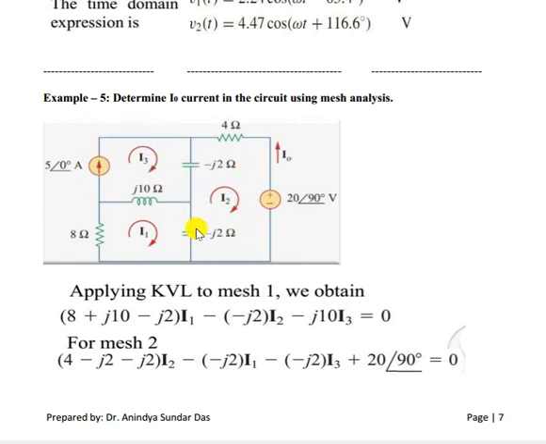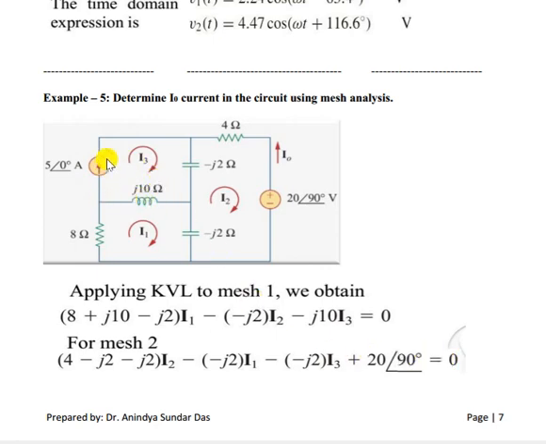Now for mesh 2 is here, so that is what we can write. I2 current is flowing through 4 minus J2, minus J2 into I2, then minus J2 into I3, minus J2 into I1, and we have this entering the positive side, so plus 10 at 90 degree equal to 0.